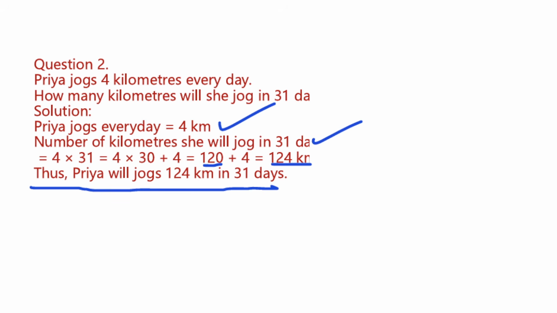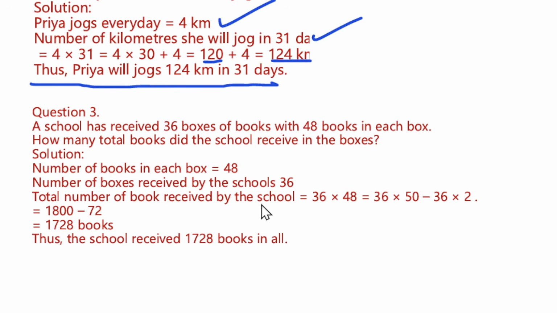Okay, next question. A school has received 36 boxes of books with 48 books in each box. So how many total books did the school receive? Solution. So again, the number of books in each box is 48. The number of boxes received by the school is 36.